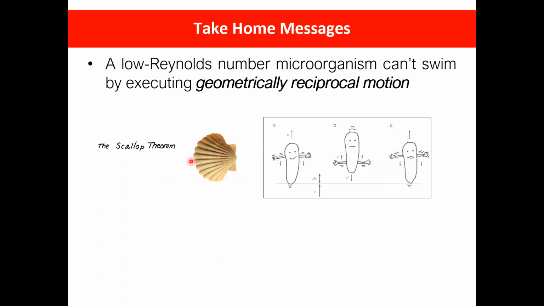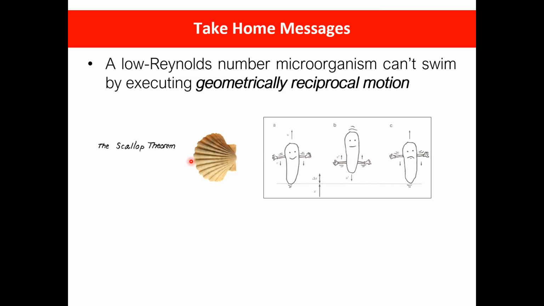the Scallop theorem, which tells you that at low Reynolds number, microorganisms cannot swim by executing a geometrically reciprocal motion, and that's why many microorganisms like bacteria have flagella, and some microorganisms also have cilia. If you look at their motion, they do not perform a geometrically reciprocal motion, which refers to any motion where the moving parts take the same path while going in the forward and backward stroke.